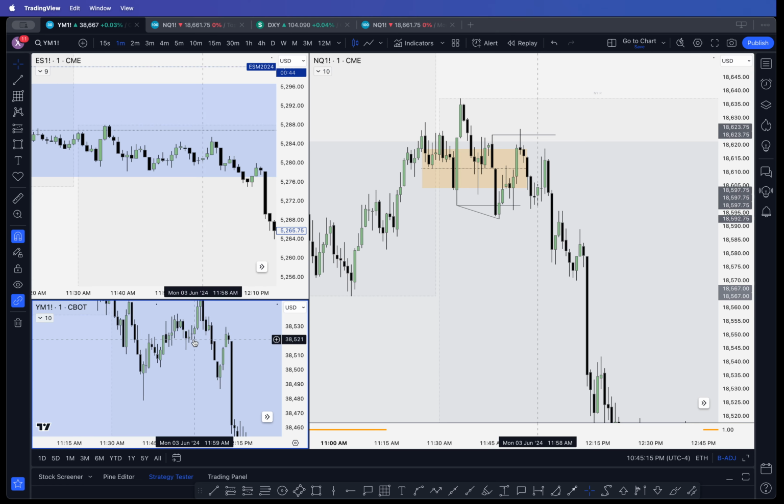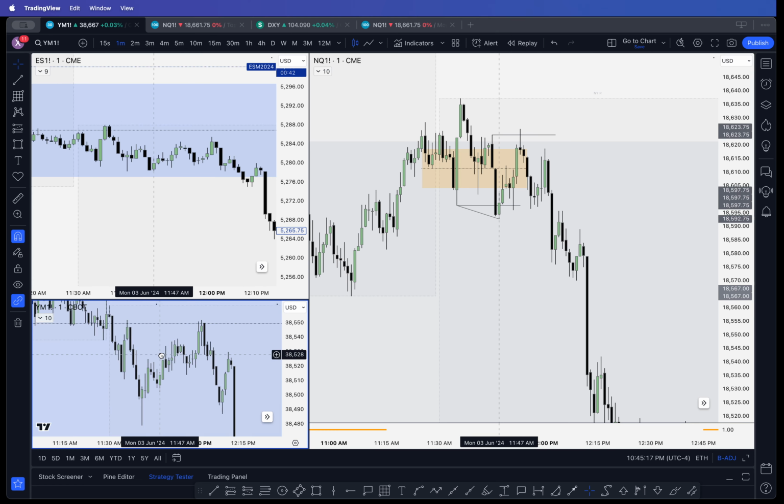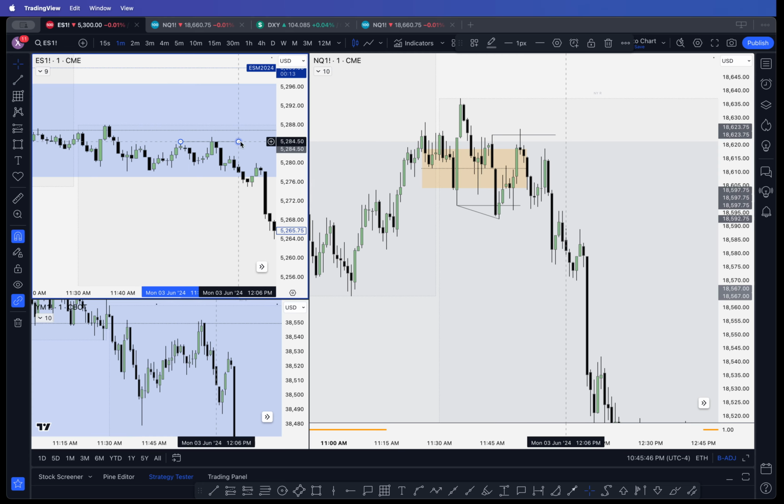YM took out that high. Right, we take out the high on all of them. No, a little bit more left. A little bit more. Yeah, that high. I guess you can take it, and YM takes it. I'm looking more to the right. There's SMT with ES. Those two highs, to the right of that one as well. Oh, you're right. Sorry, I completely missed that. You're absolutely right. There's the SMT.